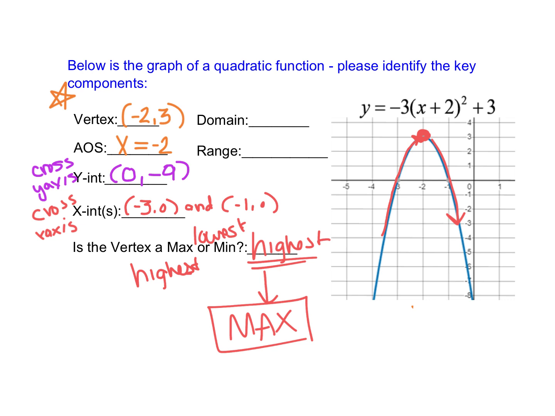Then lastly, I need to determine my domain and range. I notice that my graph is going forever to the left and forever to the right, so my domain is all real numbers. And then my range, the y values that I need to make points on my graph, start at 3, and then they go down. So my range is going to be y is less than or equal to 3.